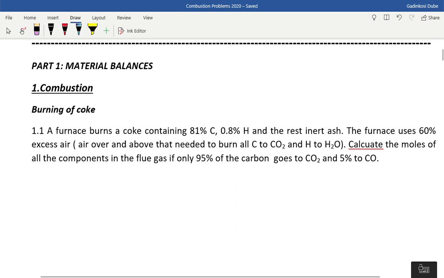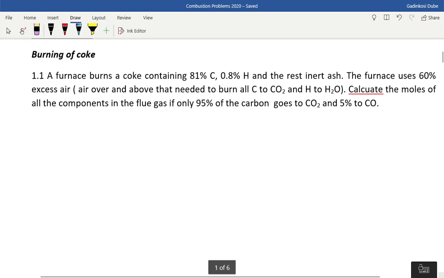So now the first thing that we do, we need to first sketch the problem. It's very important to sketch the problem so that you can easily understand and see which streams are coming into the combustion chamber and which streams are leaving the combustion chamber or the furnace. So I'm just going to do a little bit of a sketch here.